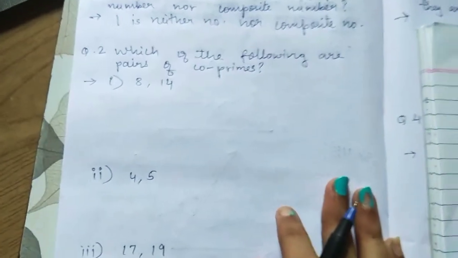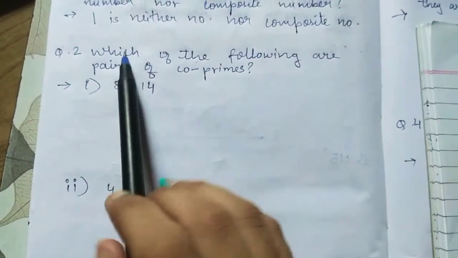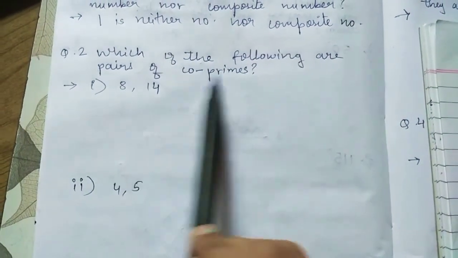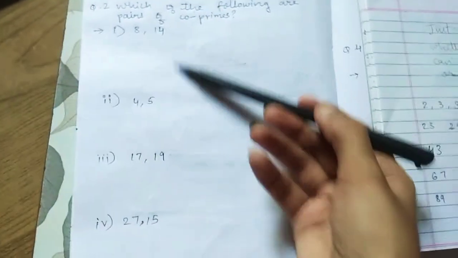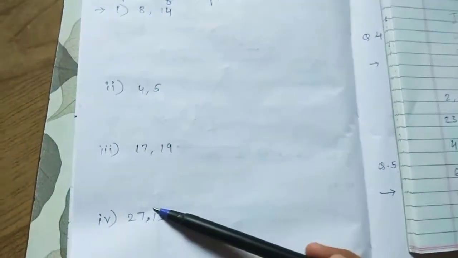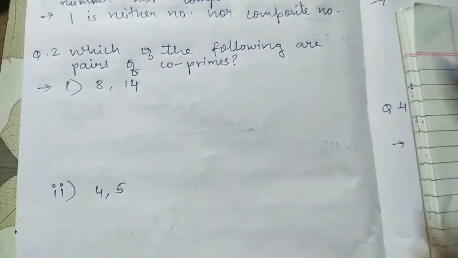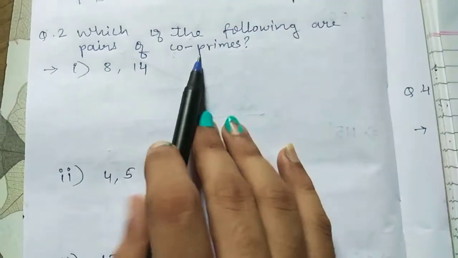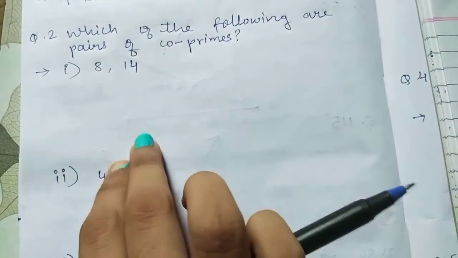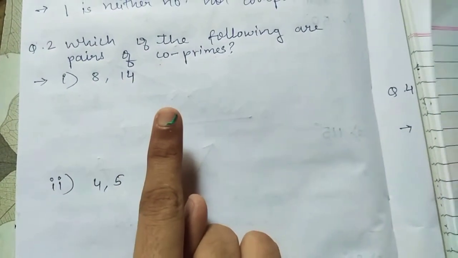Question number 2. This is a very easy practice set. Which of the following are pairs of coprime? Now there are 4 questions you all can see. Among these we have to check which pair, as in set of 2 numbers, makes coprime. Now we know a pair of numbers is coprime when the common factor is number 1.